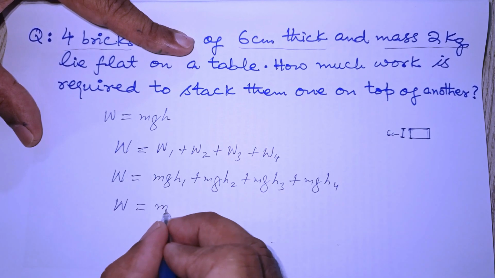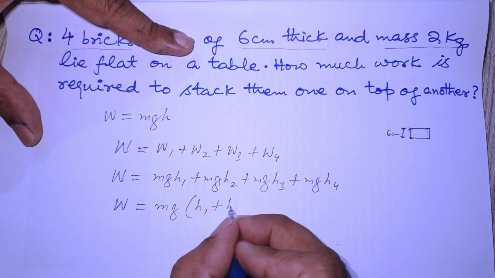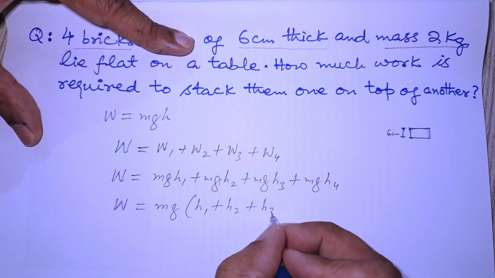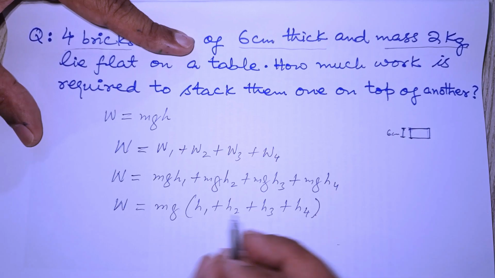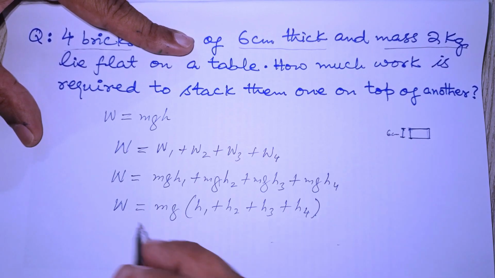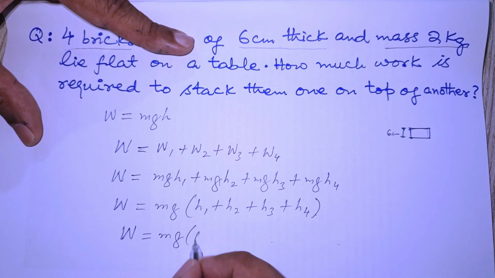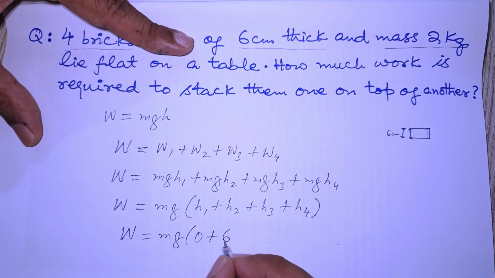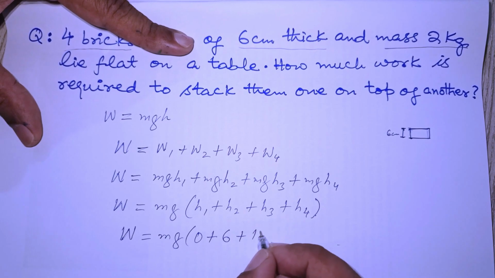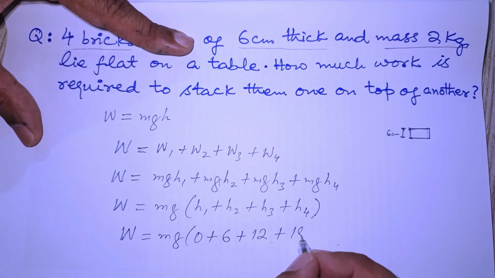mg is common, take it common. h1 plus h2 plus h3 plus h4. In the first case, as I told you, there isn't any need to lift the brick, so this will be 0. In the second case, it is 6 centimeter. In the third case, it is 6 plus 6, 12, and then 18.